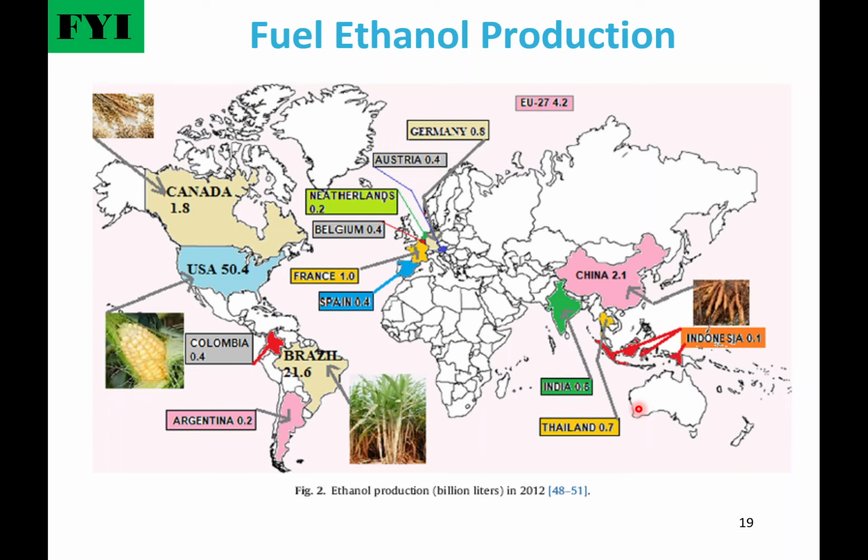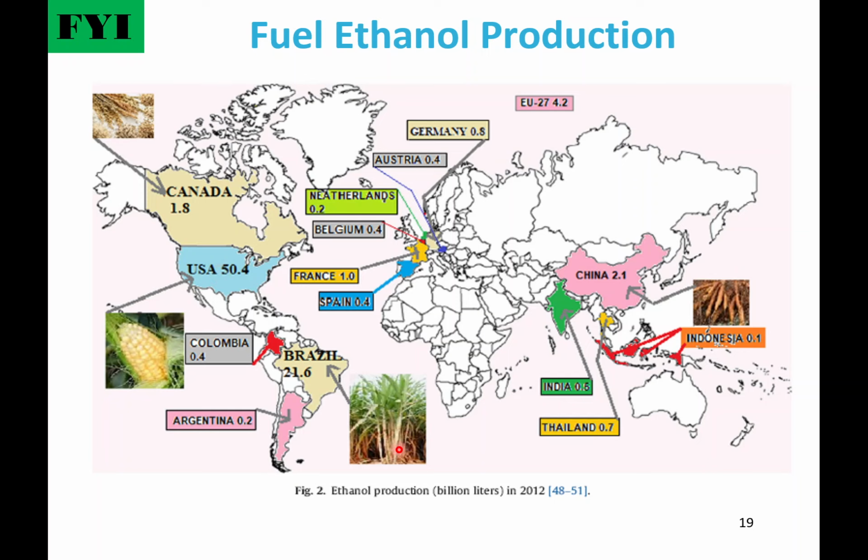This figure shows the fuel ethanol production. Okay, and this is a little while ago, from 2012, but you get the idea here. Each country, how much they produce in billions of liters, and then an example of what their feedstock is. So in the U.S., it's generally corn to make ethanol.